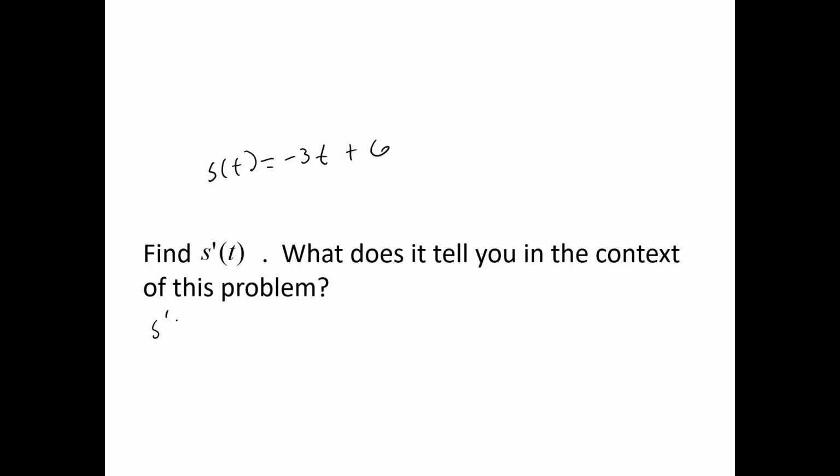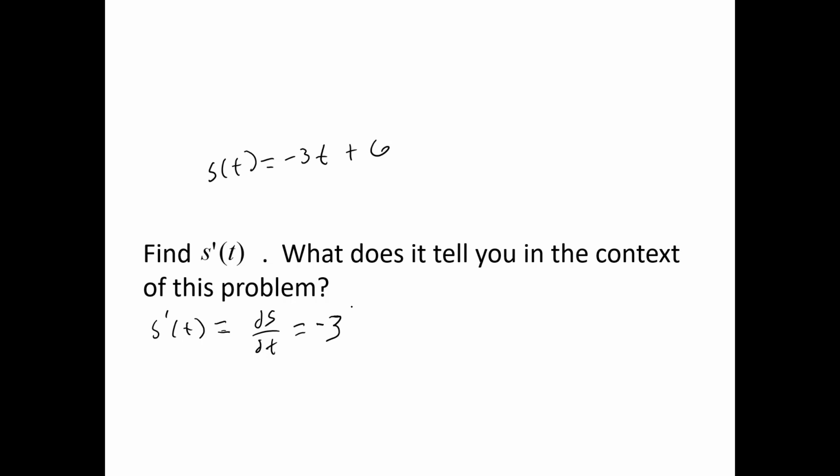Again, S prime of t. This is where the differential notation really comes in handy. ds dt, the change in position over the change in time. That's what that is. So that reminds us that this is a velocity. And so then this is a simple function to differentiate. The derivative of negative 3t is just negative 3. And the derivative of 6 is 0.